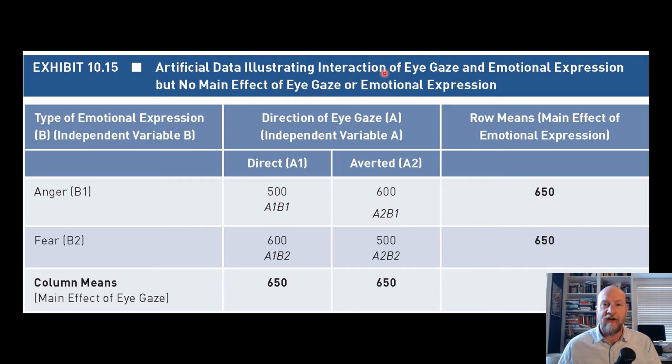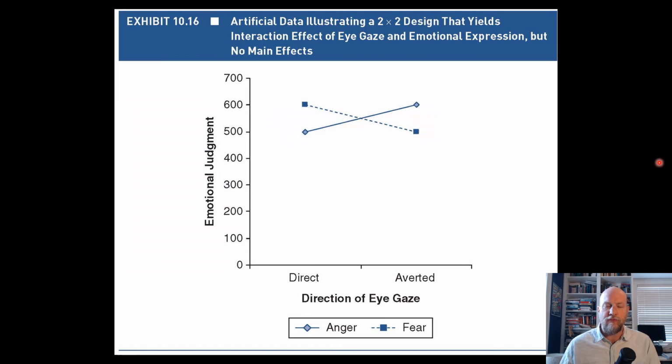This is one that gives us an interaction of the two, but no main effect for either. So if you look, 500, 600, 600, 500, we're seeing a reversal here, right? But those means come out as exactly the same in all four of these situations. And therefore, we would say no main effect for emotional expression, independent variable B, no main effect for direction of eye gaze. But here's what's interesting when we look at that graph. We have zero main effects, but we do have a significant interaction between the two variables. That's how we would interpret these lines crossing over one another.